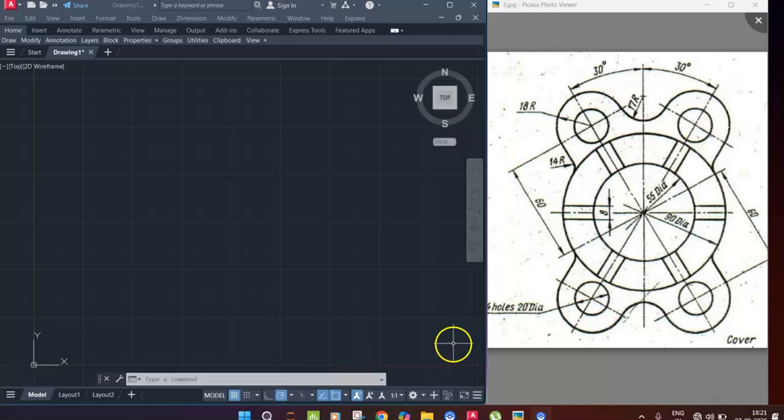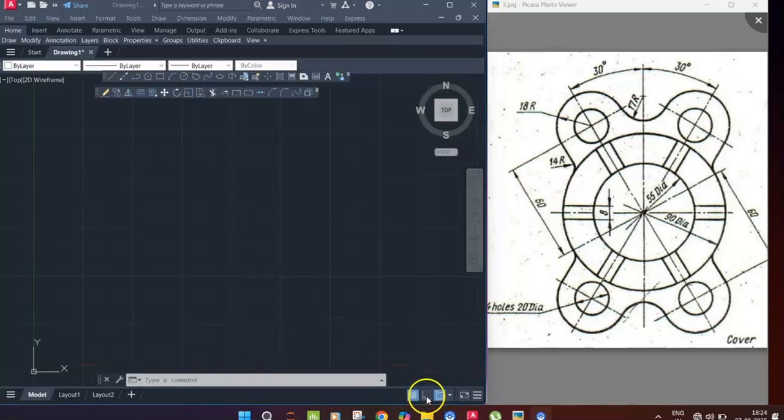Hello everyone, welcome to the next video. In this video, we are going to discuss this exercise. Observe the design carefully and draw the horizontals and verticals.